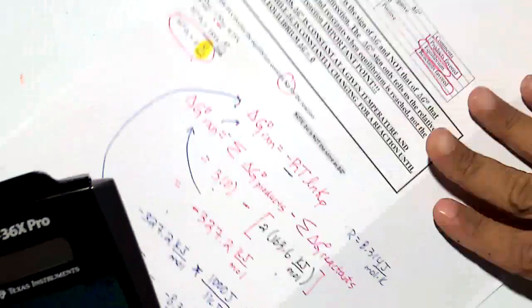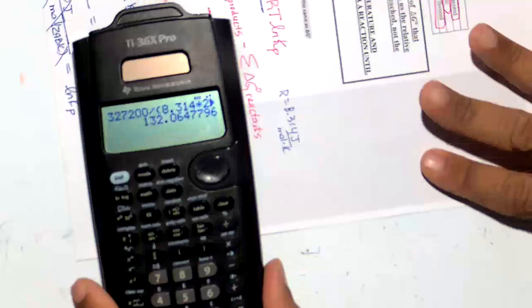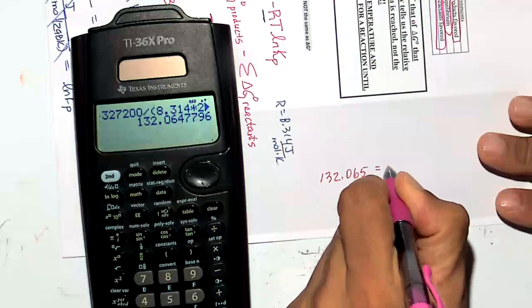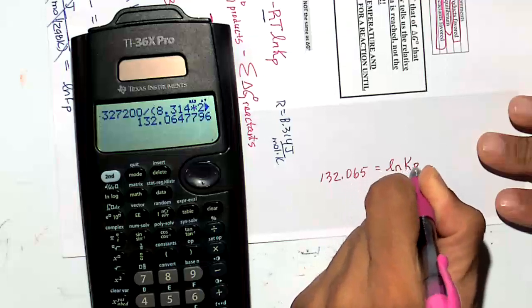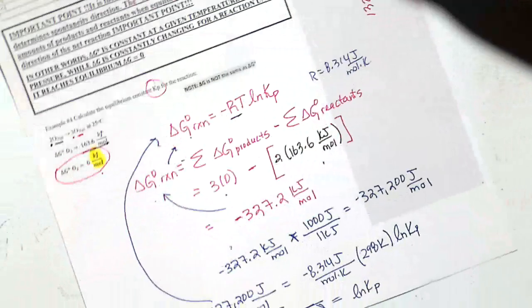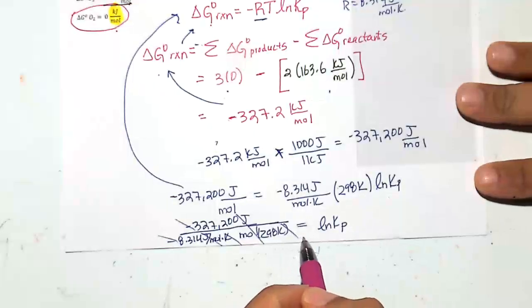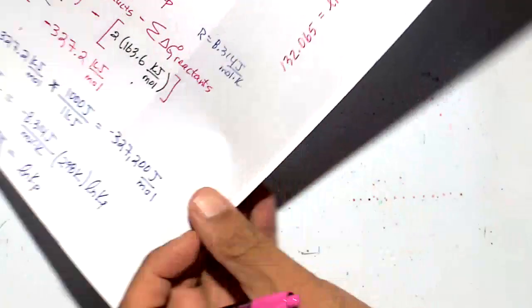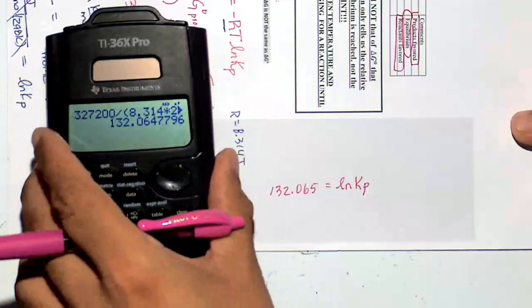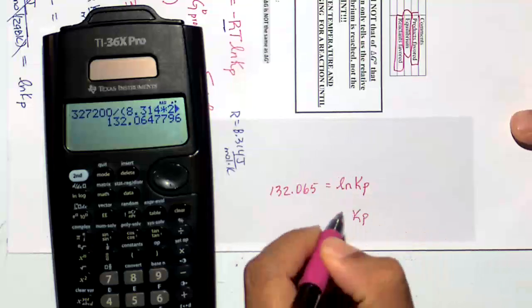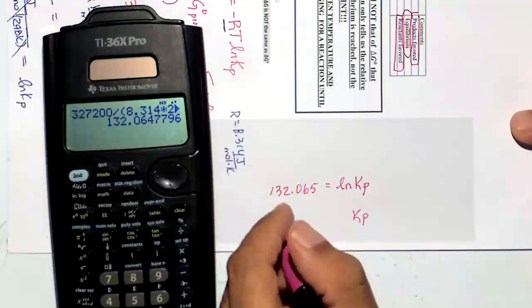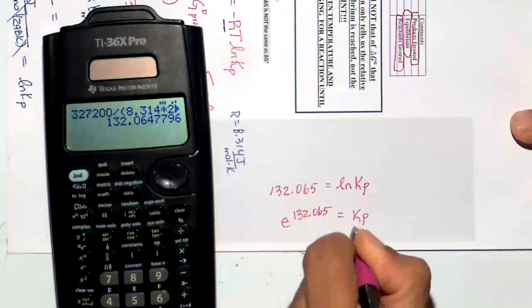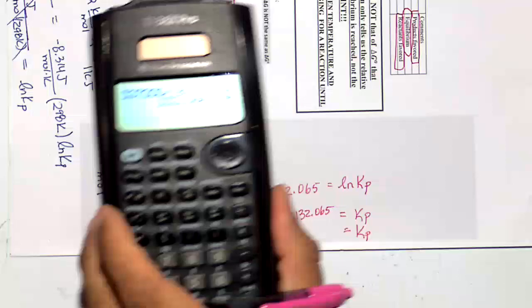132.064. Let me just write that down. 132.065 equals natural log of Kp. All of this, I did it on my calculator, or on Allison's calculator. I got this is equal to 132.065. Okay, how will I get to Kp? We do the inverse natural log, which is e. E to the power of 132.065 equals Kp.